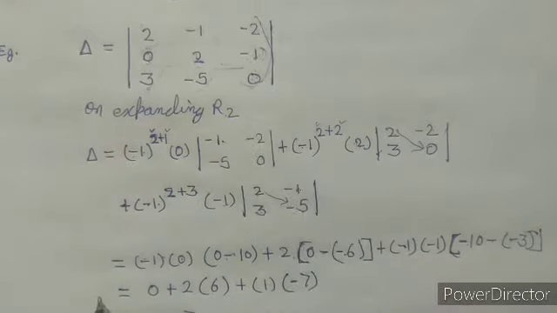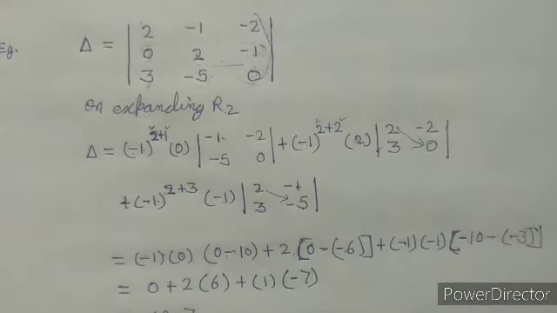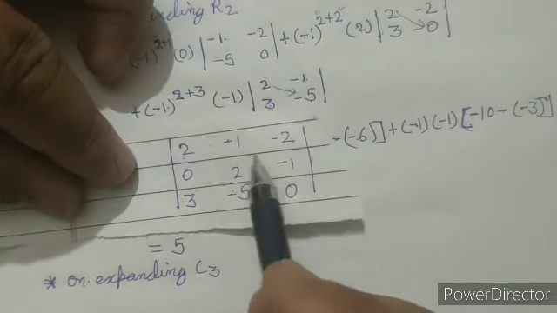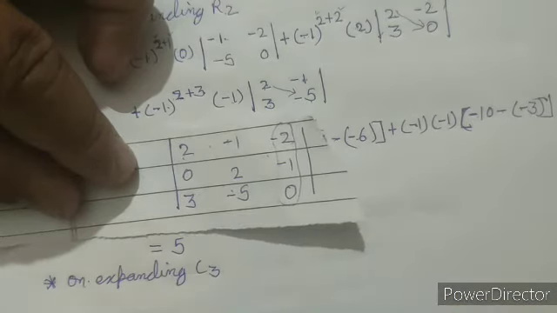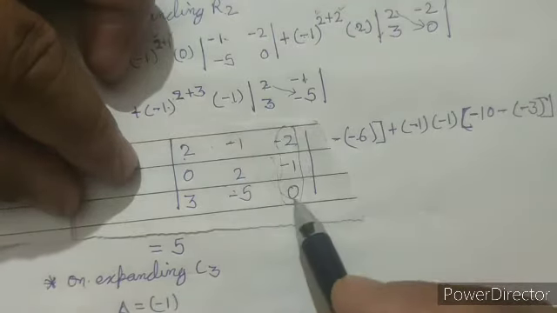Now we can also do it by expanding any other row or column. So I am doing it by expanding column 3 also. Now if we expand column 3, I have written the determinant here. Now on expanding column 3, first delta will be equal to minus 1 raised to power. Now we are expanding column 3.